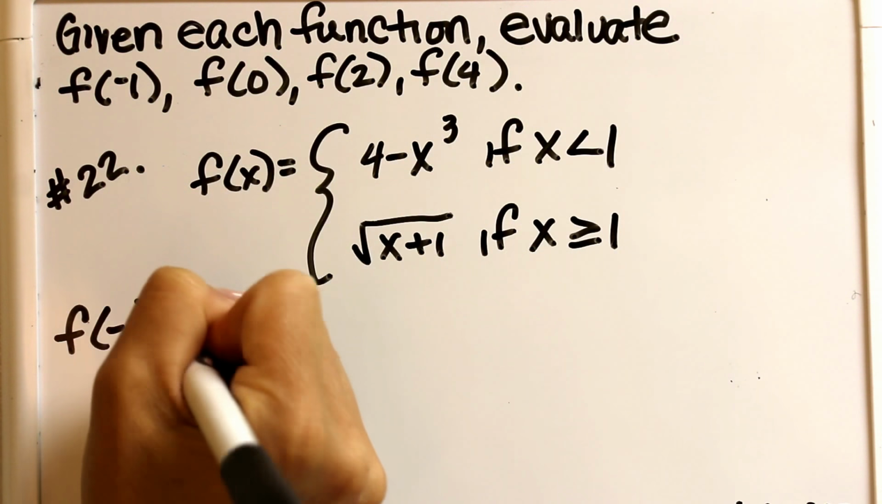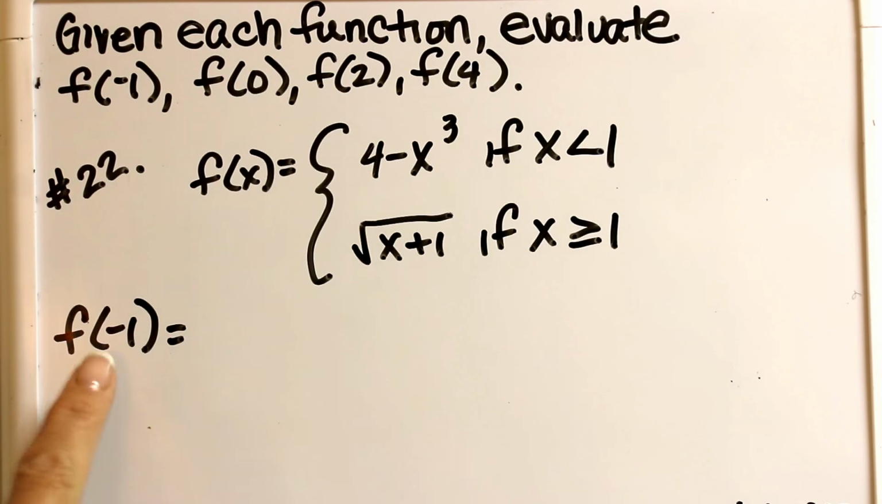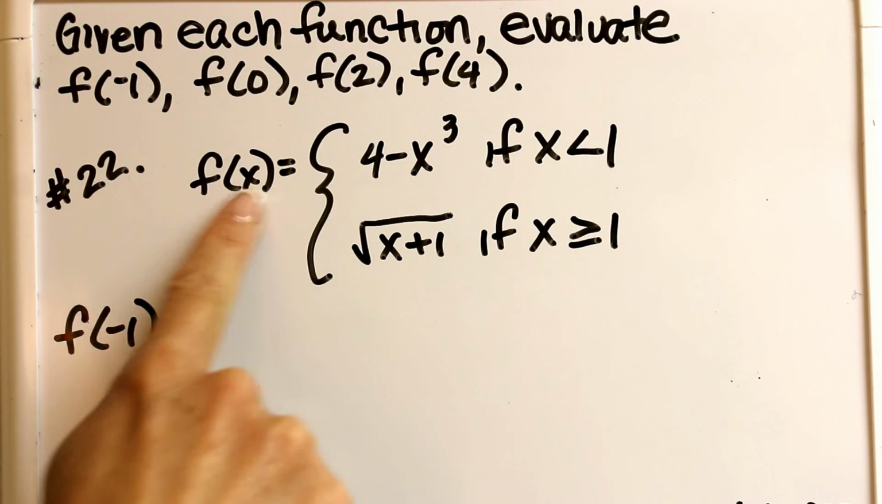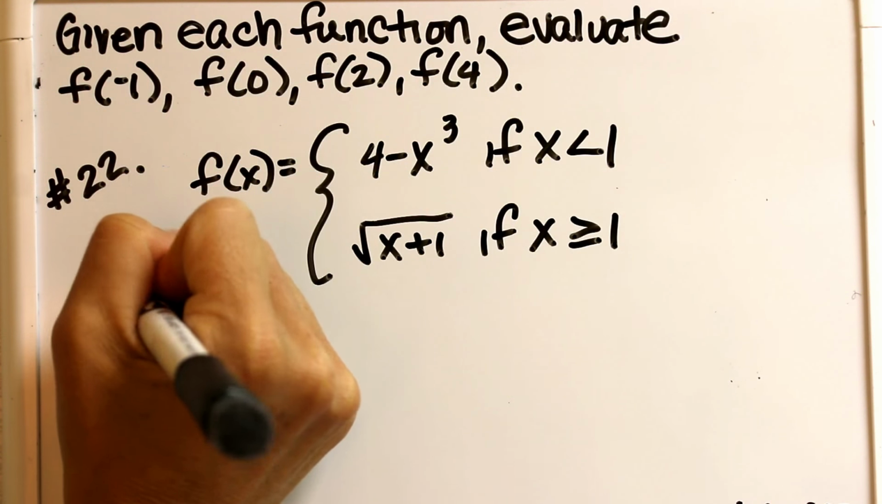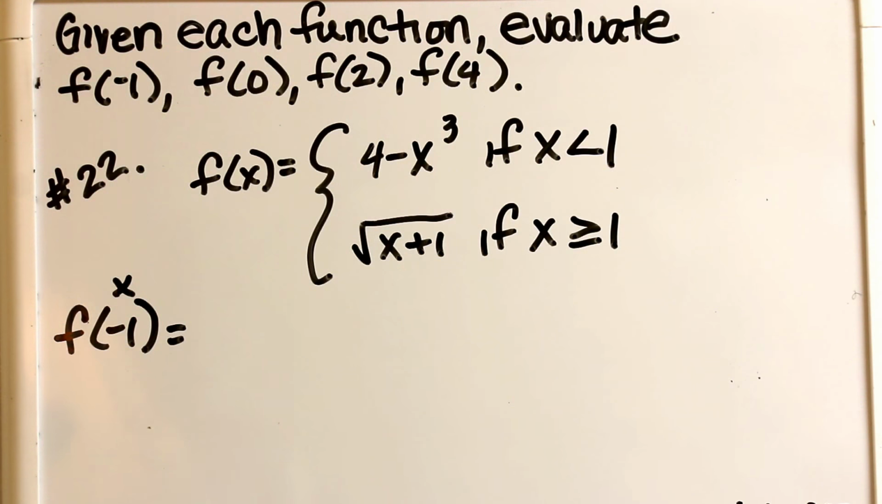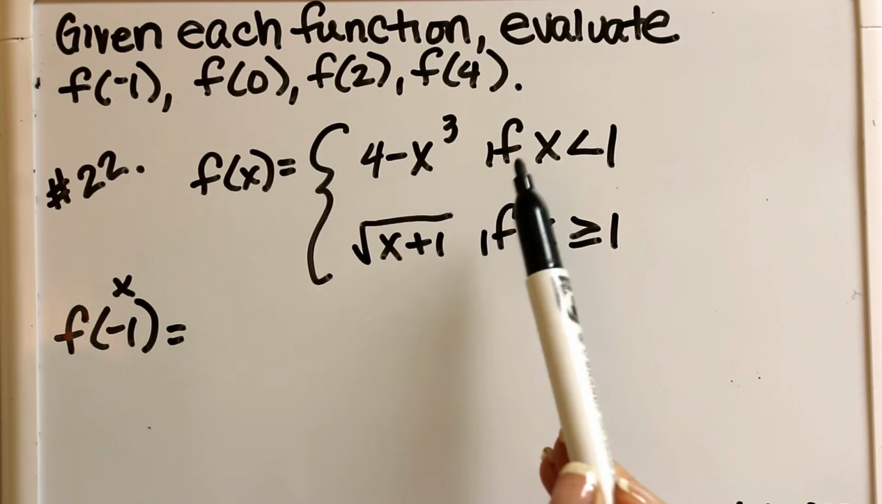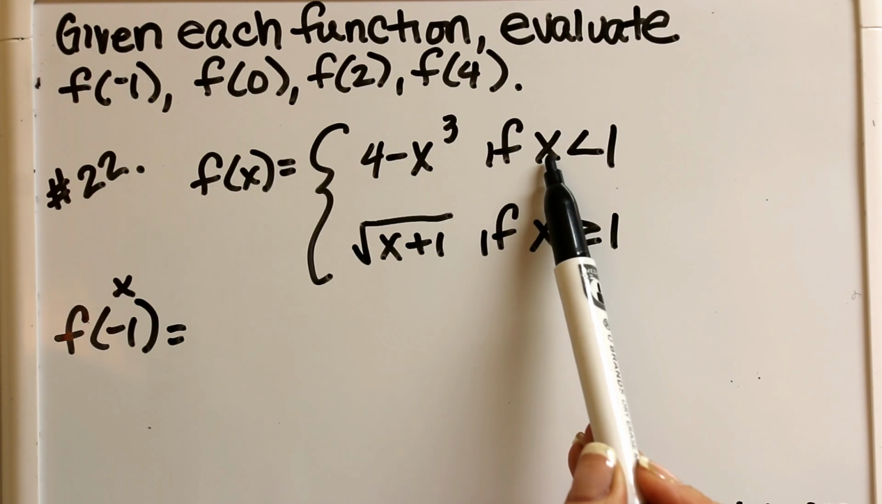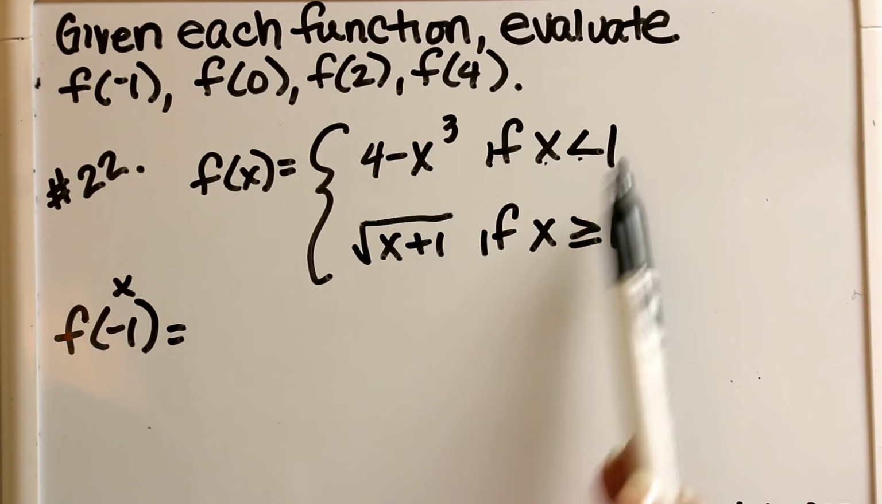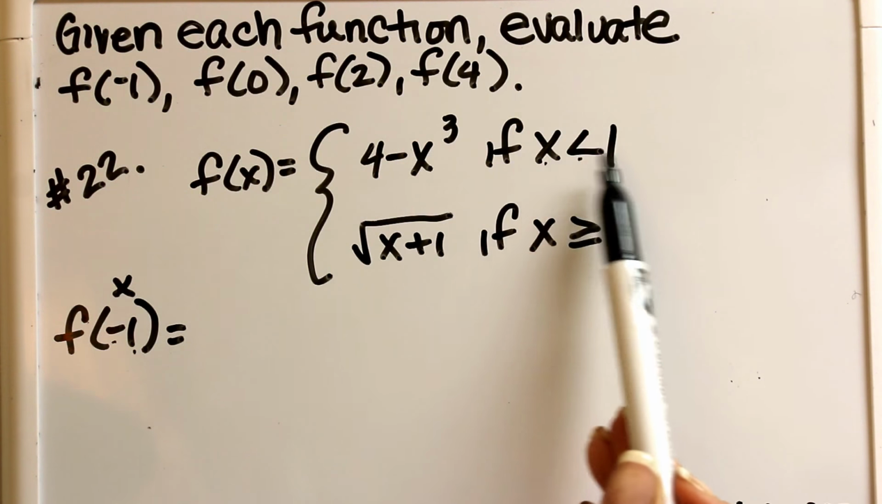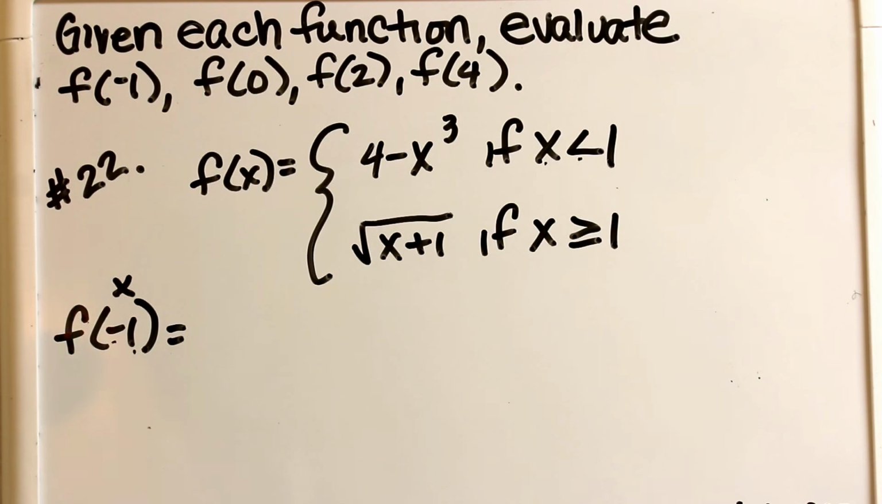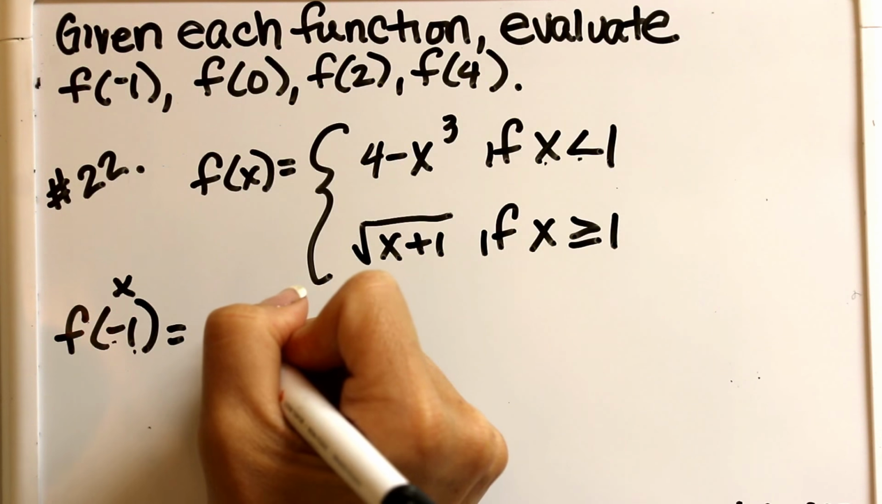Let's start with f of -1. Normally, we see f of x. In place of the x, you can see there's a -1. So we are going to substitute our -1 in for the x in the function. But in this case, we have to determine which function we can use. For the first function, we can only use that if x is less than 1. Since -1 is less than 1, that's the one we use. You cannot use the other function.